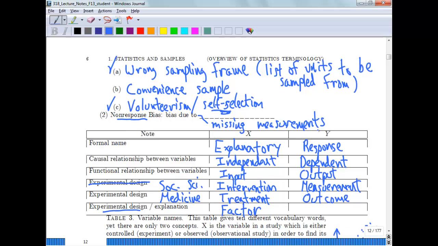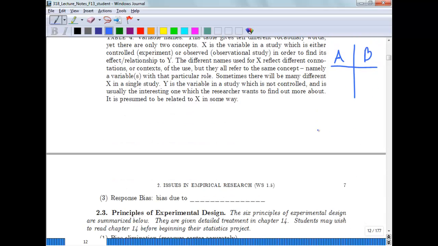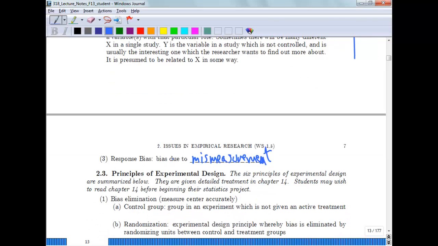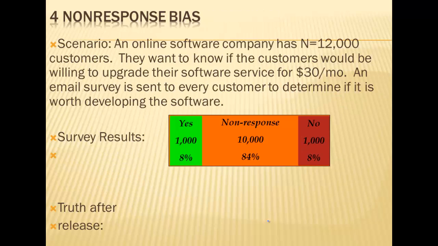And lastly, the bottom one here is response bias, which is a response due to mismeasurement. If you have police officers taking a survey in the neighborhood about how well they're doing, you can imagine people might not respond in an unbiased fashion. Now, as for the other form, non-response bias, I've got an example here.